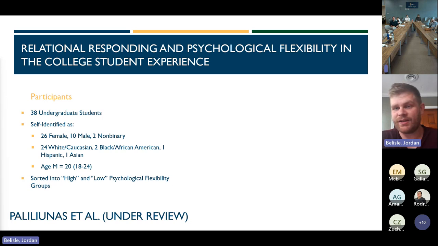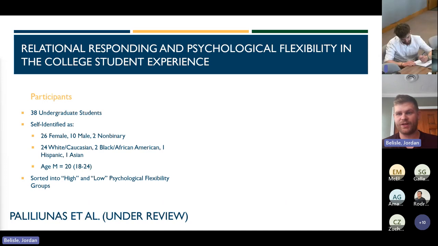So they recruited 38 undergrads and sorted the students into high and low flexibility groups based on their scores on the personalized psychological flexibility index in the context of an educational goal. Relational responding was measured again using the multidimensional scaling procedure similar to those that you've seen so far. The participants generated some of their own stimuli, including values, strengths and interests, and challenges and thoughts and feelings that they have in that context. And we also gave them preset stimuli that included six positive and negative affect terms from the PANAS. And we also included the deictic stimulus, me here now.